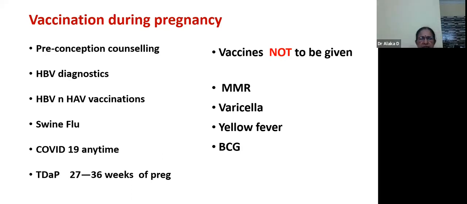If the wife is HBsAg positive, then we should do other antigens like core antigen. We should look for her infectivity. Now there are drugs available, so we can treat her HBV disease. But if both are HBsAg negative, then we should give them HBV and hepatitis A vaccination. So hepatitis A vaccination, hepatitis B vaccination should be given before conception. Swine flu, that also should be given. COVID-19 can be given at any time during pregnancy.